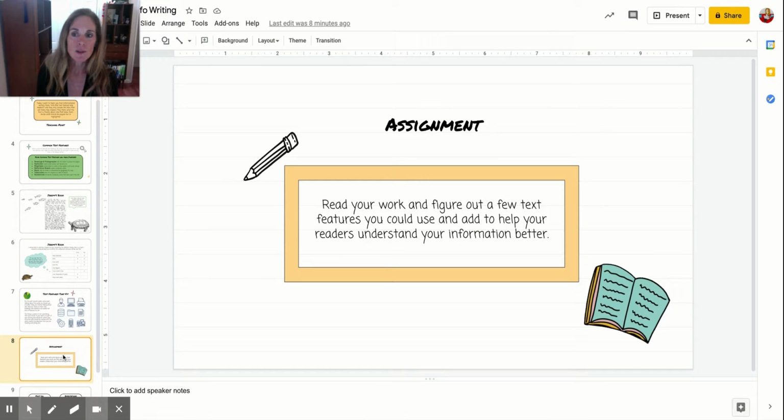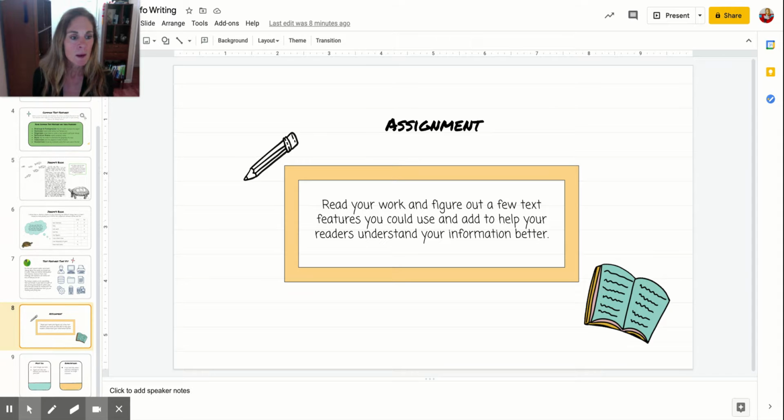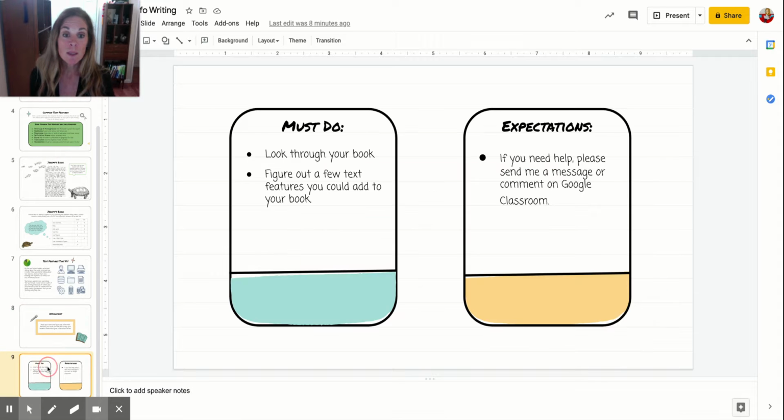I know you're going to teach everybody something. If we ever get back into the classroom, maybe we'll bring all our books and everybody can take a look at everybody else's. I would love that so much. So yeah, that's your assignment. See if you can add some text features, one at least, to each one of your chapters to make your book both interesting, beautiful, and educational.